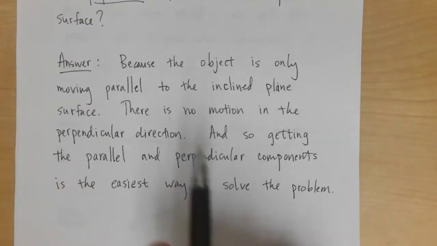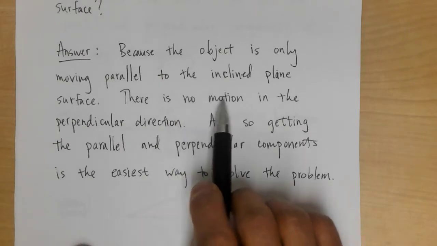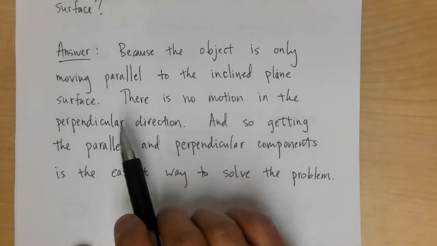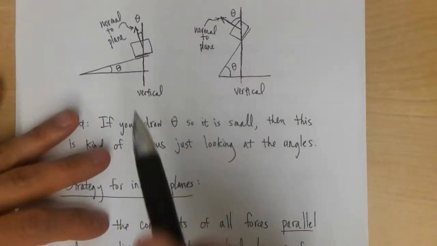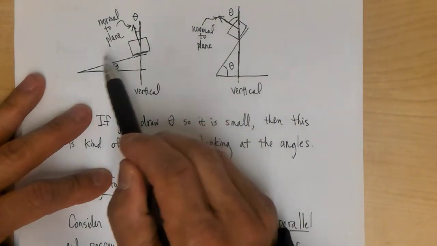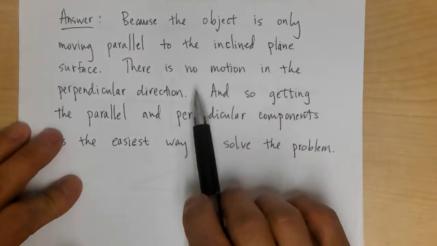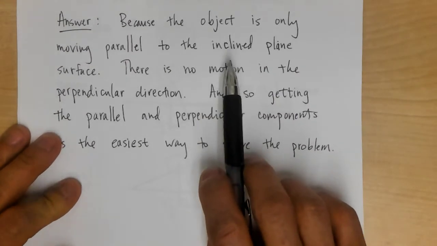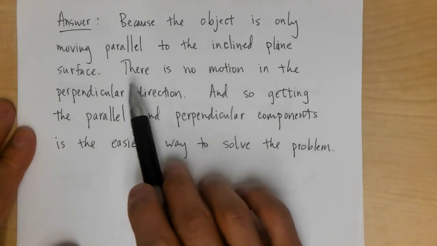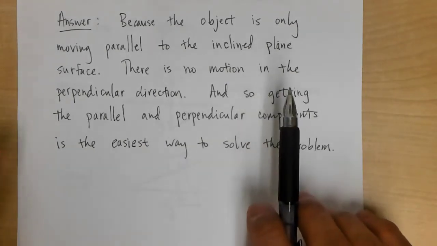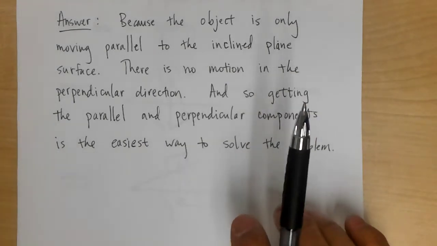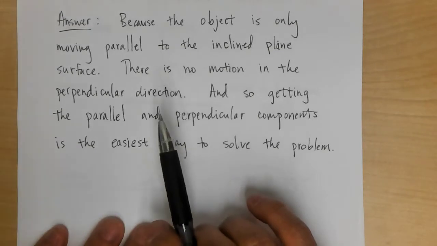Okay? There is no motion in the perpendicular direction. There's only motion in the parallel direction up and down the plane. It only goes parallel to the plane. Since there's only motion parallel to the plane, that means getting components parallel and perpendicular to the plane is really a very simple and helpful way to solve problems.